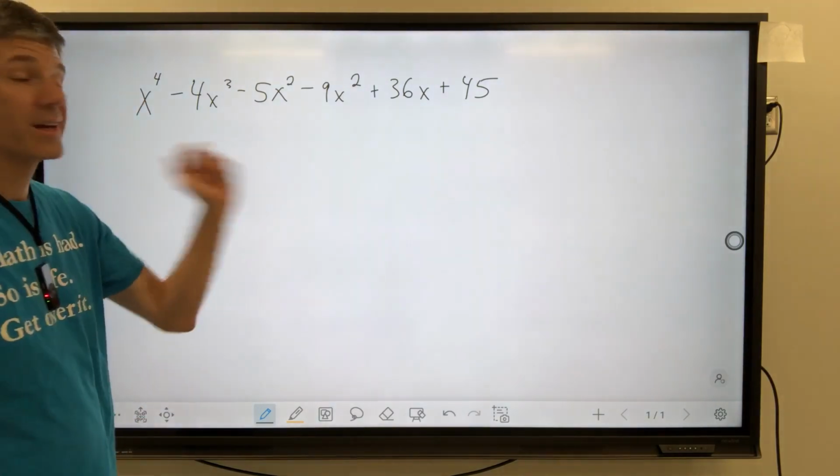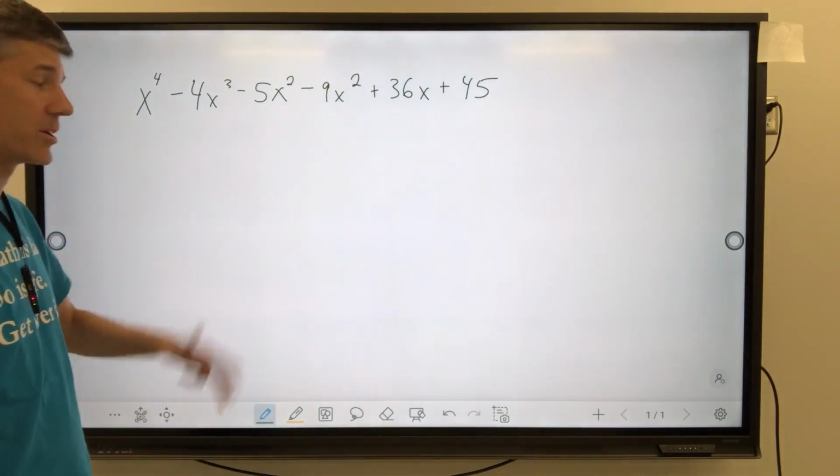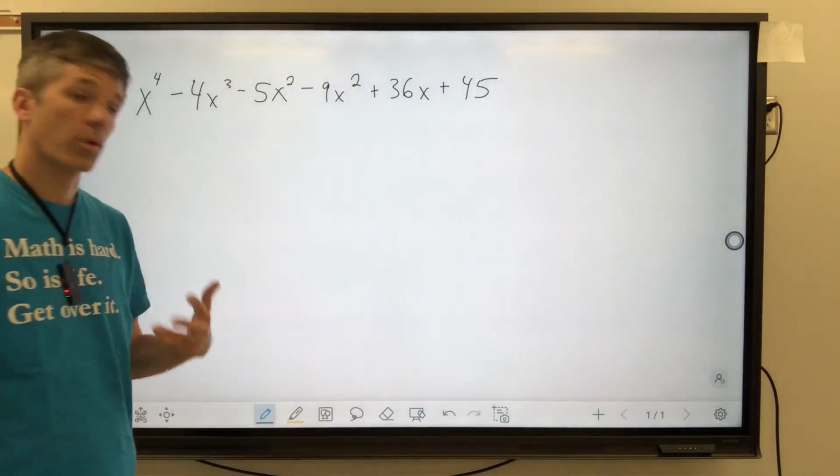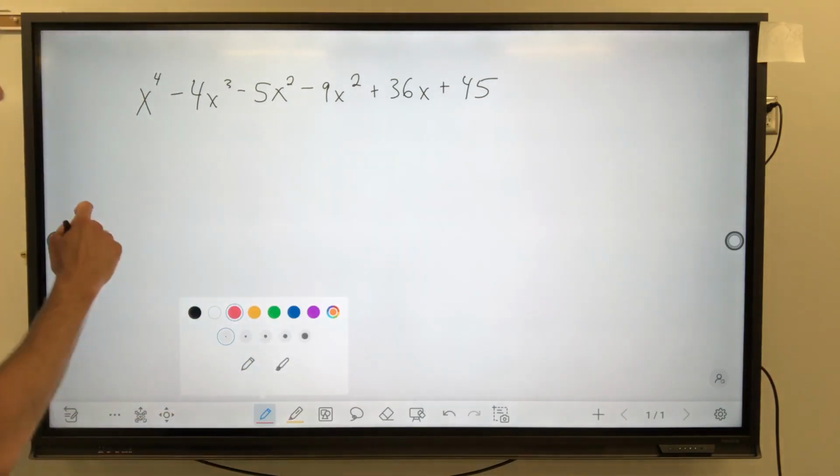GCF is out. It is not a trinomial, clearly, not the difference of squares. There's no sum or difference of cubes. We're going to group, but we have more groups in this one. So here we go. Let's go.